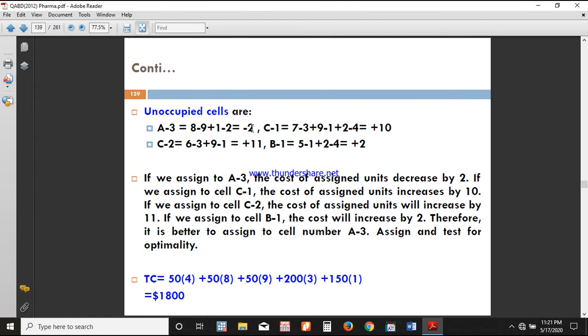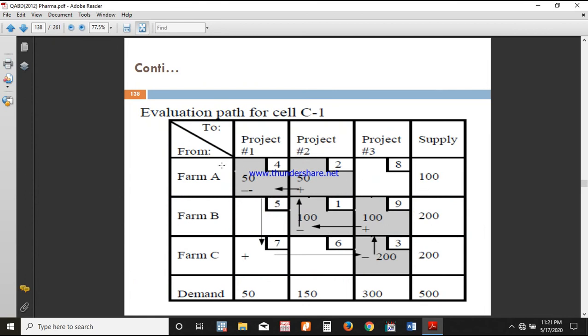Therefore, now the highest value is minus 2. Therefore, we should consider this. A3 is the area that we should remodify so as to reduce the total cost. Therefore, in A3 now, this is plus, minus, plus, minus.